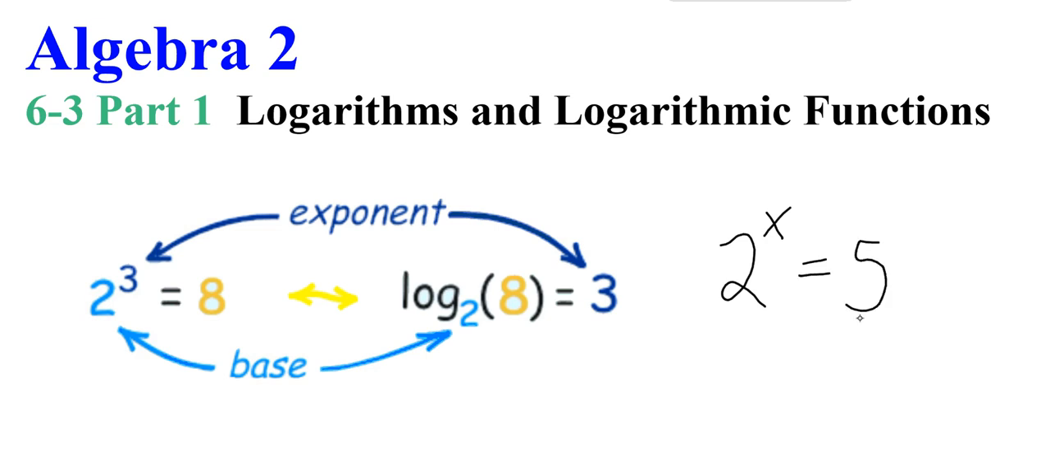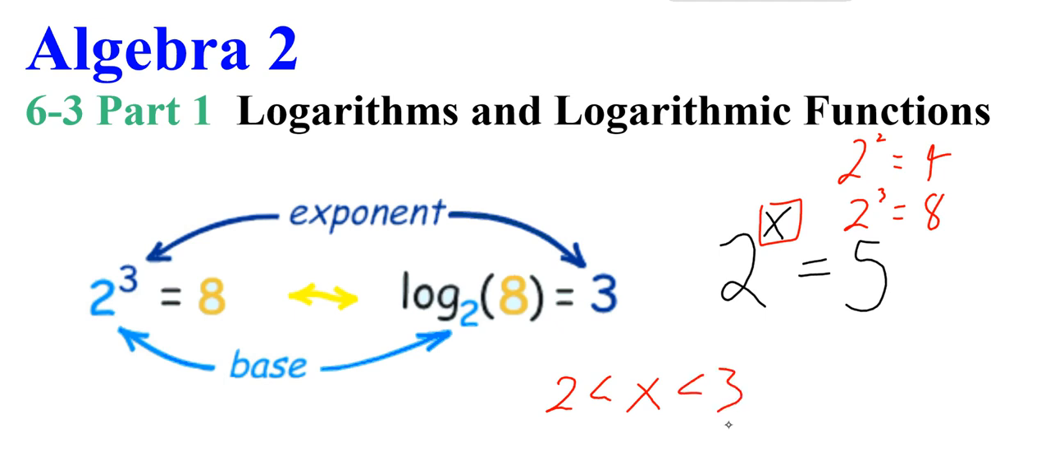So if we think about this example here, if we have 2 to the x is equal to 5. Well, I know 2 squared is equal to 4, and I know that 2 cubed is equal to 8. So I know that x is going to have to lie in between 2 and 3, but I really don't know exactly what value that's going to be.